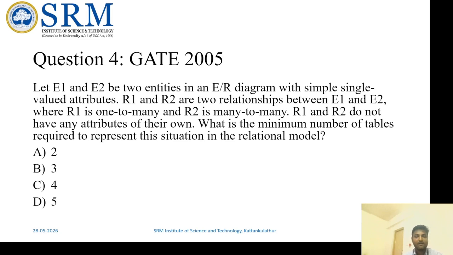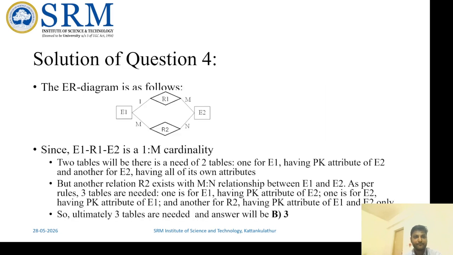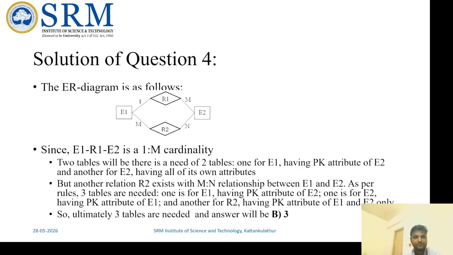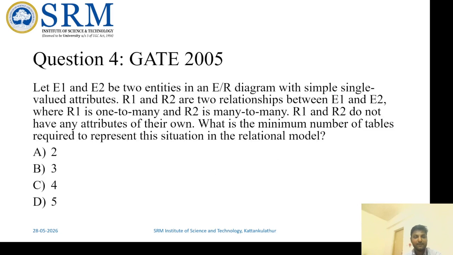Okay, so the options are 2, 3, 4, 5. Let me see the answer. So basically, the question is saying like this diagram: if you see entity E1 and entity E2, there are two relationships in between them. One is R1, one is R2. The cardinality is 1 to M for R1, and M to N for R2.